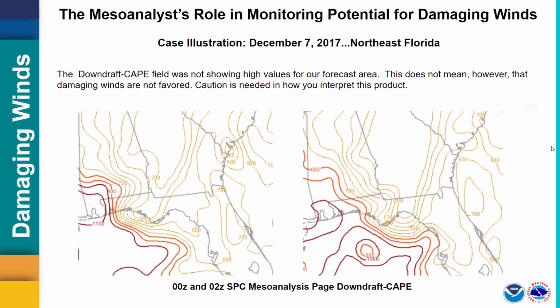Here are SPC plots of downdraft CAPE, which forecasters might examine for damaging wind potential. There is potential for this field to be misused, as it may not have a direct relationship to QLCS-induced damaging winds, so caution is needed here.